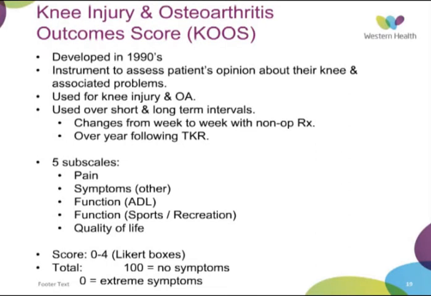There's 7 subscales relating to pain, any other symptoms that they may have, function related to activities of daily living, and also function related to sports or recreation, and the general quality of life. A score of 100 is the highest you can get, where the patient has no symptoms, and 0 is when they have extreme symptoms.